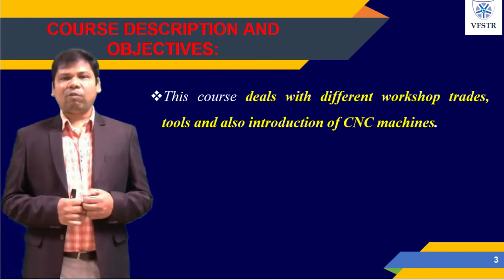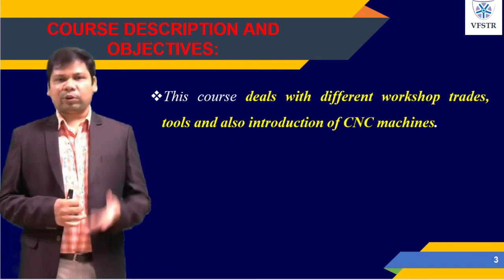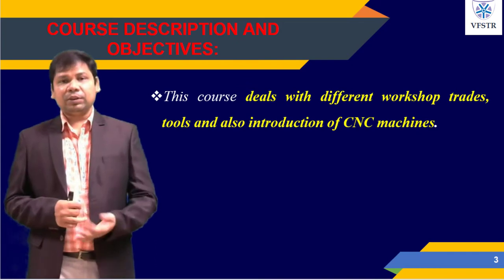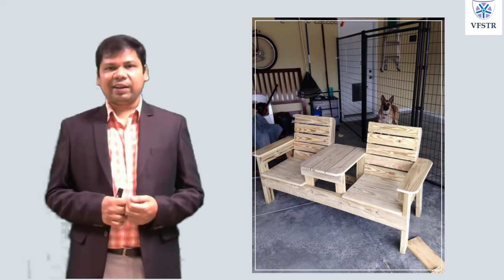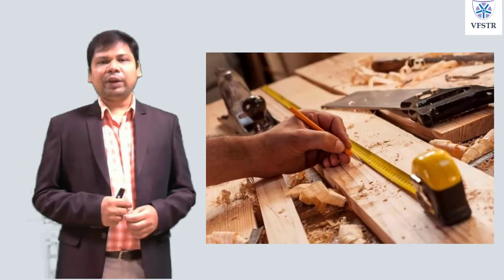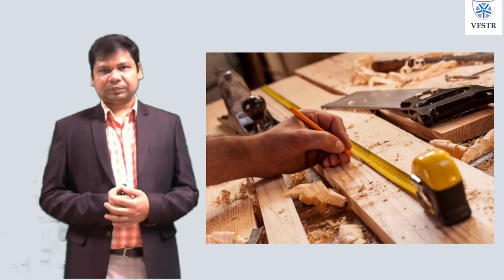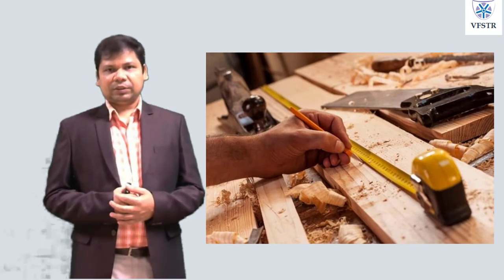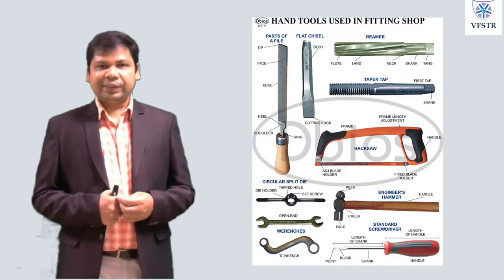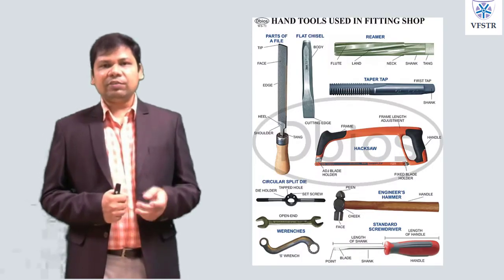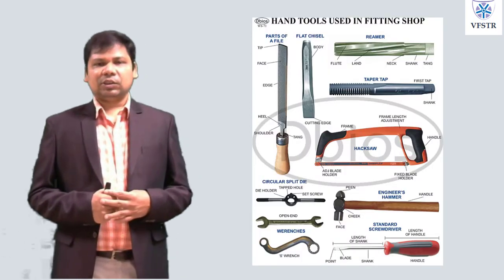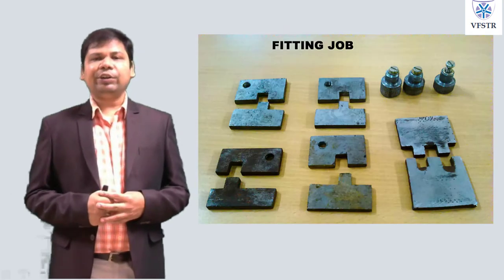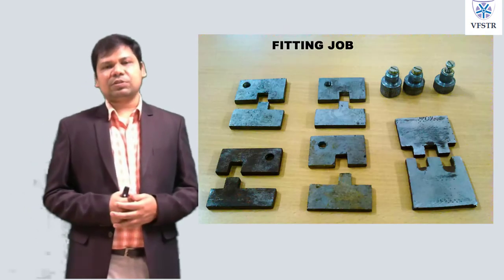If you want to develop a wood product, it may be a table, a chair, a rack, or simply a board. How is it going to be manufactured? The second type of trade is fitting. Fitting means you are dealing with metals. The metals you have to cut into different sizes and different shapes.